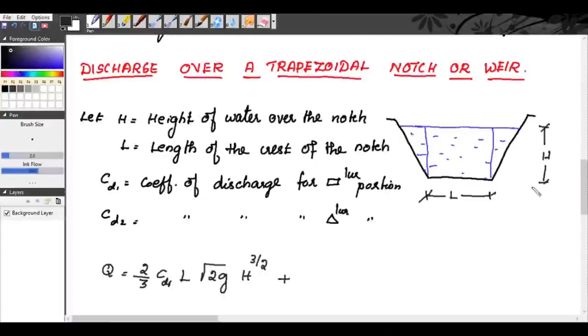If you join both these triangles, you have one triangle like this, and another triangle like this. So when you join these both, it forms a triangle. So this is theta by 2, this is theta by 2. So totally the angle is theta.